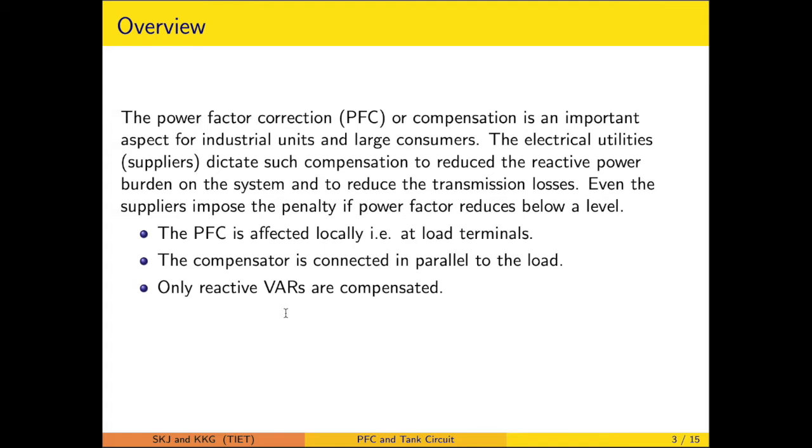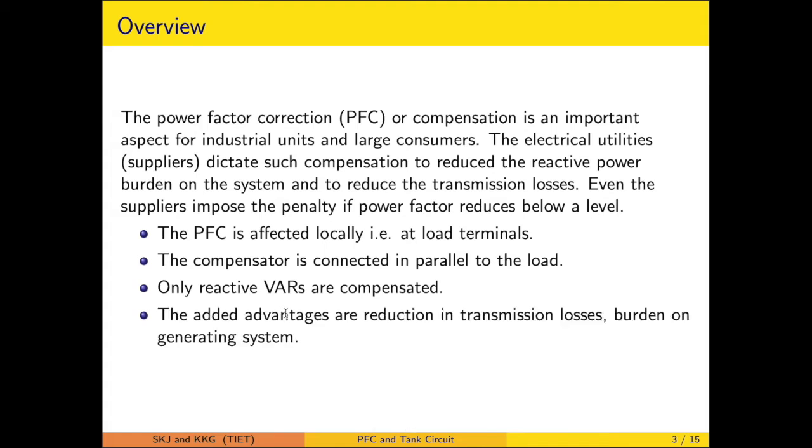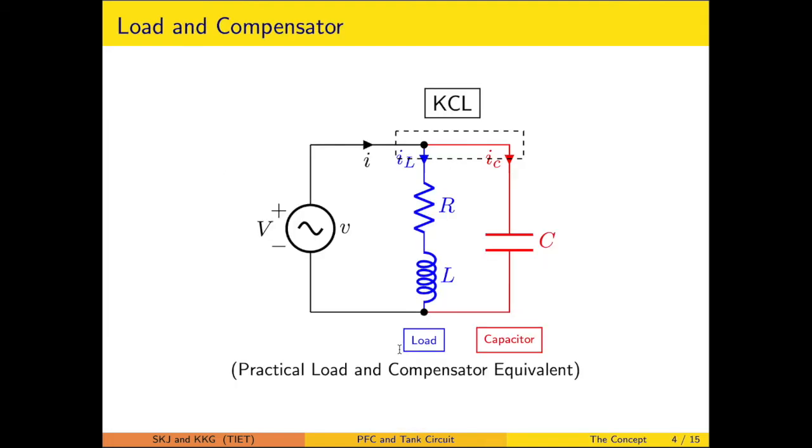So the point to be considered is that if the load is of inductive nature, then the compensator has to be capacitive, and when the load is of capacitive nature, then the compensator has to be of inductive nature. Now as mentioned, the outcome of this compensation is the reduction in the transmission losses and the burden on the generating system. So this is explained with the help of a simple schematic.